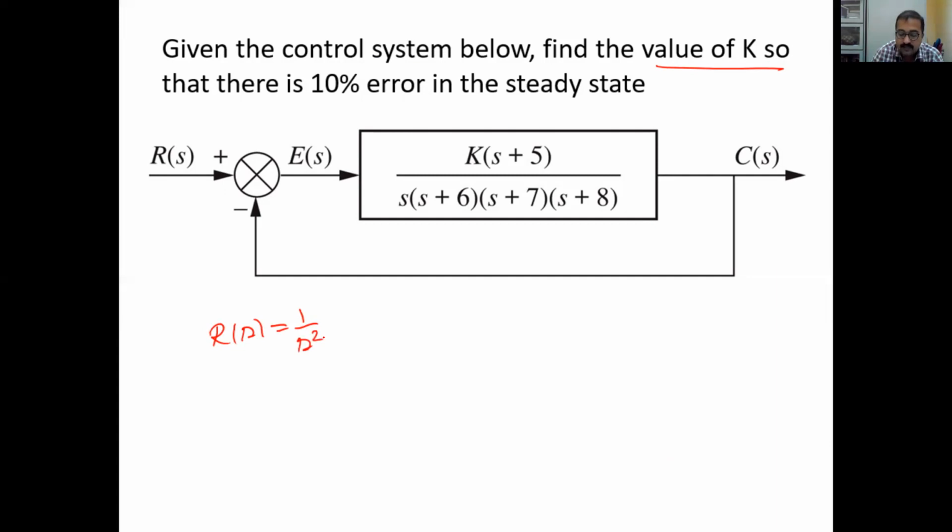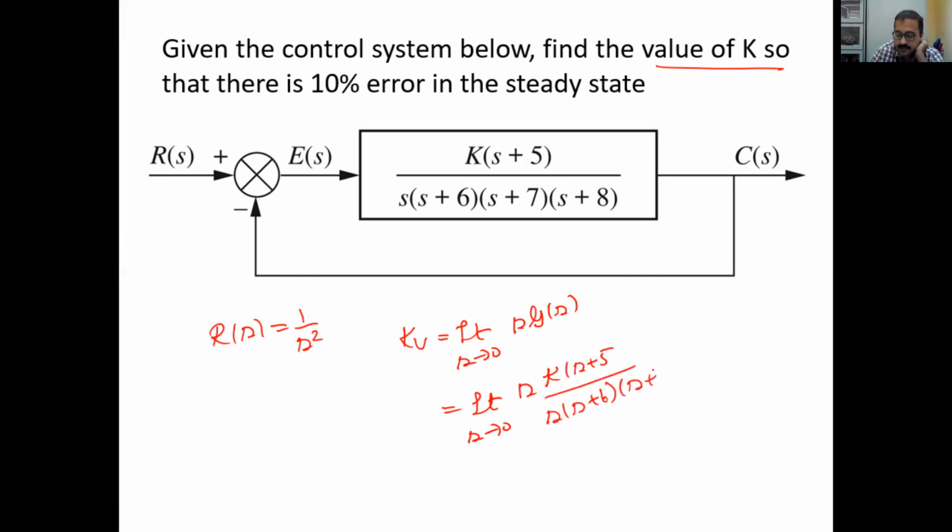So we are asked to find what should be the value of K so that there is 10% error in steady state error. Means what? We have to calculate what is Kv, static velocity error constant. Limit s tends to 0, s into G of s. Okay. So what you get? Limit s tends to 0, s into K into s plus 5 divided by s into s plus 6 into s plus 7 into s plus 8. S and S gets cancelled. You will get 5K divided by 6 into 7 into 8. This is what? This is Kv.